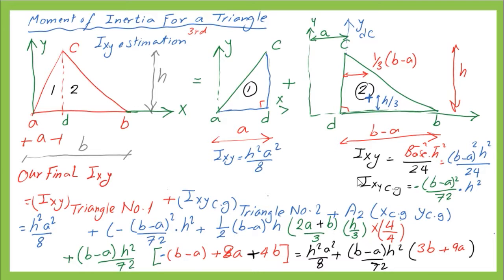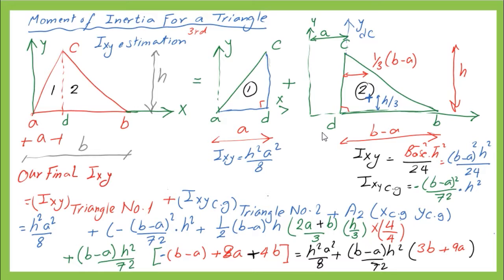Anyway, the IXY for the Y passing by the DC equal to the base squared by H squared over 24. In that regard, our base is B minus A. So it will be B minus A to the power of 2 multiplied by H squared divided by 24, while IXY at the CG is minus the base squared H squared over 72, which means that it is equal to minus B minus A squared multiplied by H squared over 72.